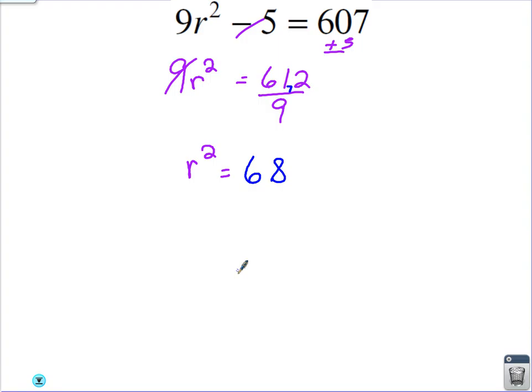One more time, Nicole, how do I get rid of the square? What do I do to the other side? Good. And plus and minus as well. Plus and minus the square root of 68. Don't circle it. All right. Square root of 68 will simplify.